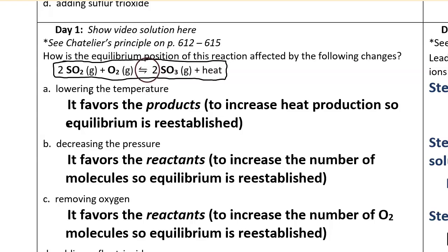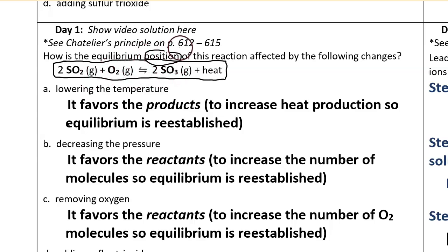Notice that this is a reversible reaction indicated by the double arrow. Sulfur dioxide combines with oxygen to produce sulfur trioxide and heat. But at the same time, when the sulfur trioxide is being heated, it will decompose to make the sulfur dioxide plus oxygen. The forward reaction is a combination reaction. The reverse reaction is a decomposition reaction. To say that the reaction is in equilibrium means that the rate of the forward reaction is equal to the rate of the reverse reaction.